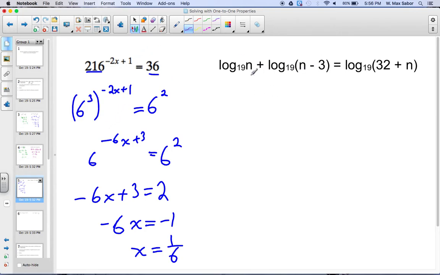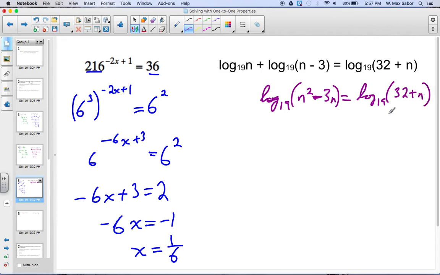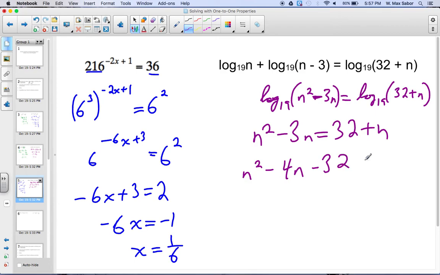Here we have log base 19 of multiple things. So we're going to have to write it as a single log base 19 of n squared minus 3n equals log base 19 of 32 plus n. Let's see, what would this be? n squared minus 3n equals 32 plus n. Ooh, this gives us a quadratic. Subtract 32 and n from both sides, so n squared minus 4n minus 32 equals 0.